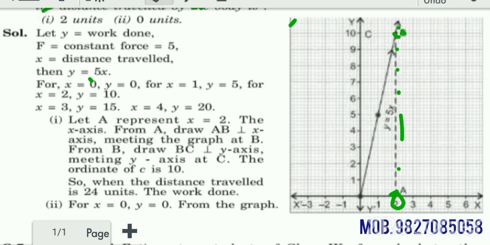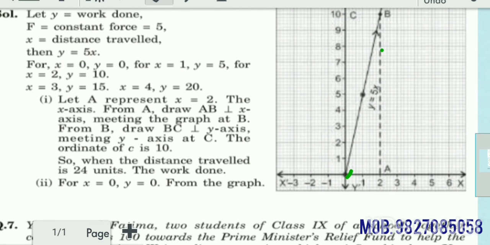Again, we are taking x is equal to 0. Then we are also getting y is equal to 0. So this is 0. This is our first point and this is our second point. Join both points. So this is the required graph of the situation.